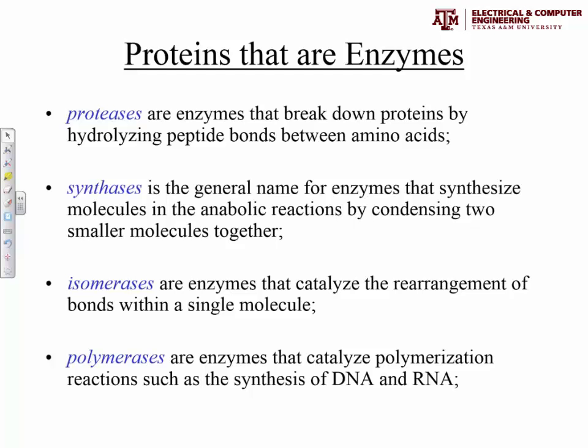Polymerases are enzymes that catalyze polymerization reactions such as the synthesis of DNA and RNA. Because to form DNA or RNA from the individual nucleotide units, you have to link them together by phosphodiester bonds. This is an energetically unfavorable reaction, and you need enzymes for that, and they are called polymerases.